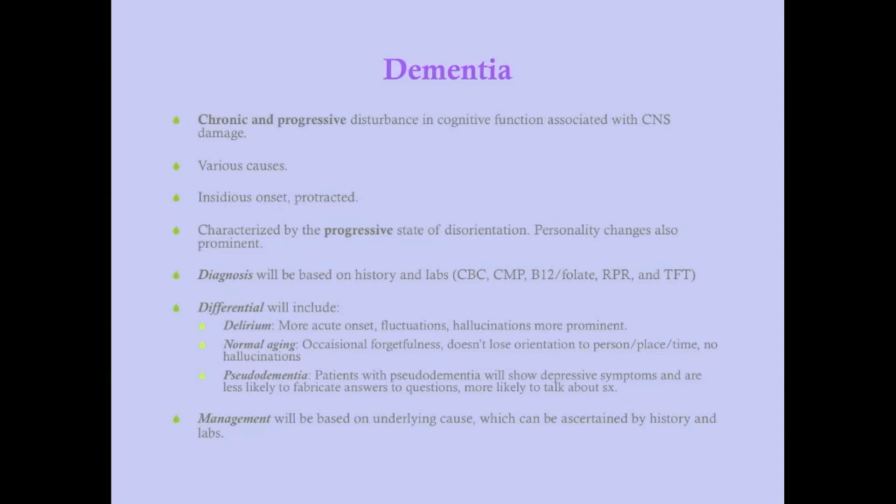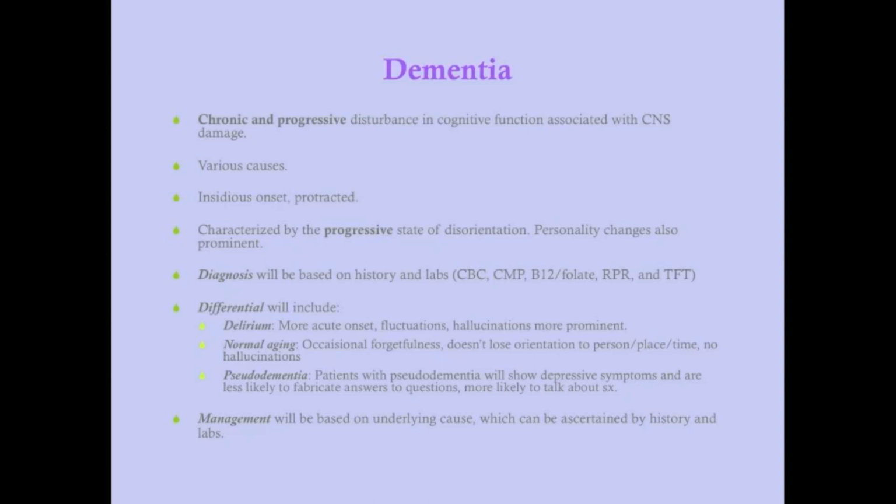Normal aging is a big reason why older patients will come in. They're complaining because they're occasionally forgetful. That's normal as we get older. But what's not normal is to ever lose orientation to person, place, or time, or to hallucinate. So patients with normal aging will never lose orientation to person, place, or time, and they'll never hallucinate unless they have a psychotic disorder. But occasional forgetfulness is normal.